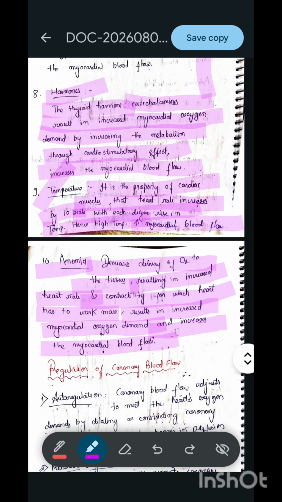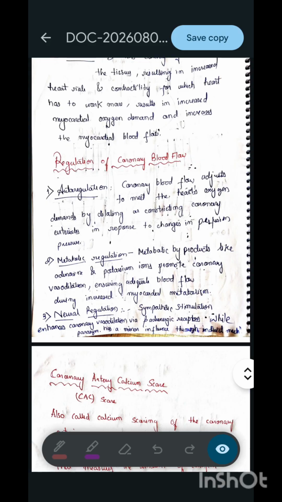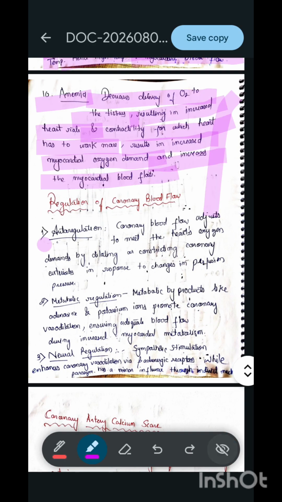Now, how actually the coronary blood flow is regulated, that we'll see. By three means. By the process of auto-regulation, coronary blood flow adjusts to meet the heart's oxygen demand by dilating or constricting the coronary arterioles in response to change in the perfusion pressure. Whatever be the changes in the pressure gradient, whatever be the changes in perfusion, automatically there is adjustment of how much you have to dilate or constrict the coronary artery in order to regulate the blood flow.